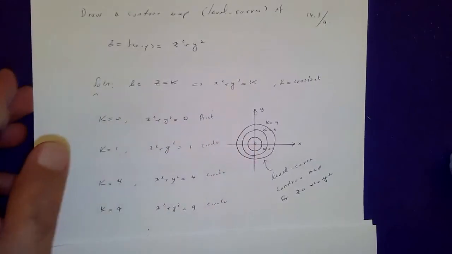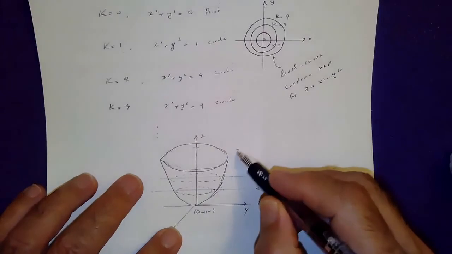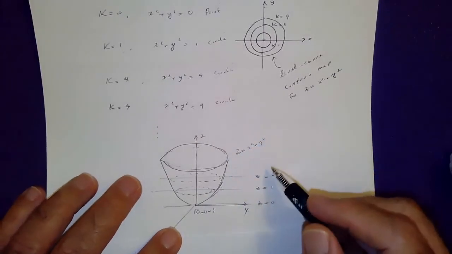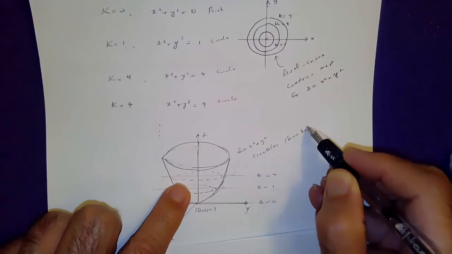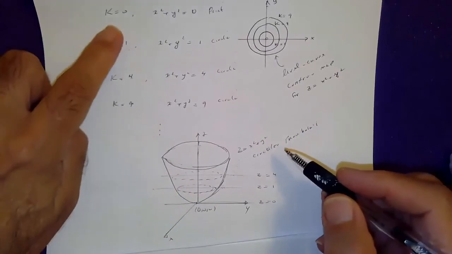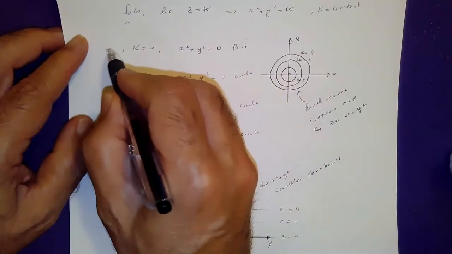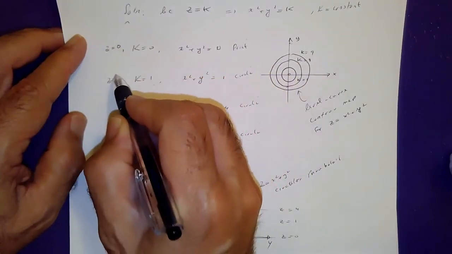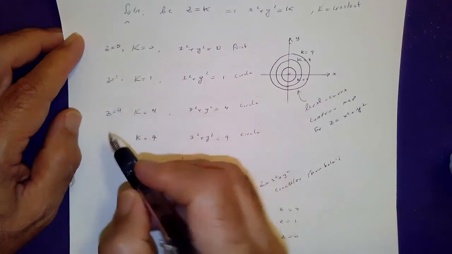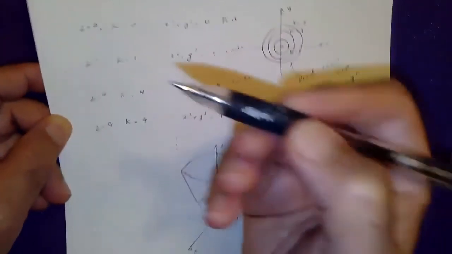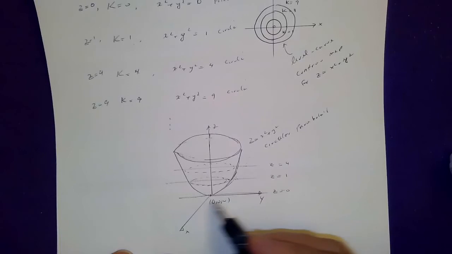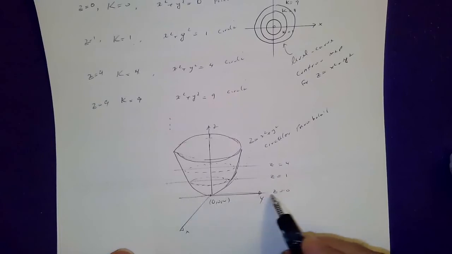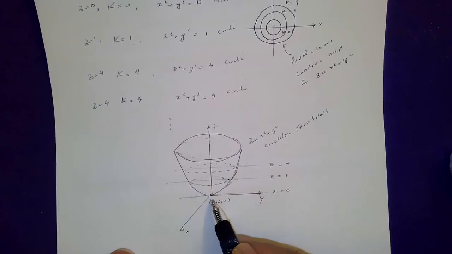So how did these circles come about? Well, remember the graph of z equals x squared plus y squared is called a circular paraboloid. So when you say k is equal to 0, you're setting z equal to 0; here you're setting z equal to 1, here z equal to 4, here z equal to 9. Z equal to 0 is just a plane along the coordinate system. So the intersection of this plane and the surface is a point, as you can tell.